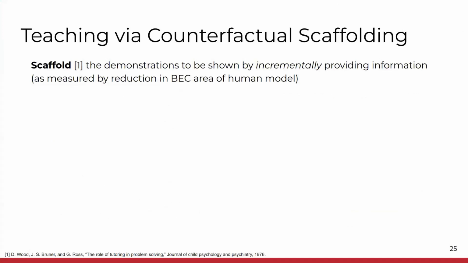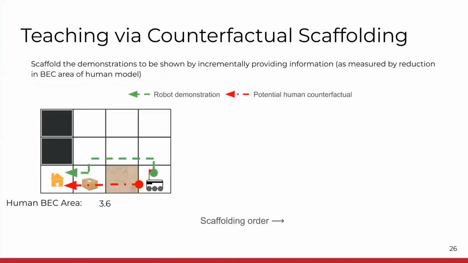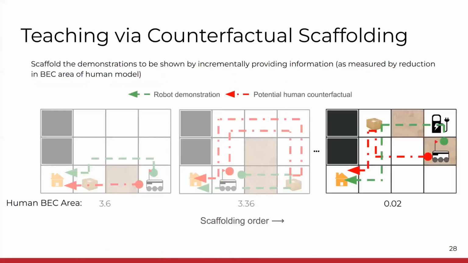Now that we have a calibrated measure of demonstration informativeness, we can ease humans into learning by using the educational technique of scaffolding to convey a series of demonstrations that incrementally provide information to the human. A sample scaffolded teaching sequence looks something like this. Note that for each demonstration, the counterfactuals considered are ones that are sampled from the running human model, which is why this technique is labeled counterfactual scaffolding.